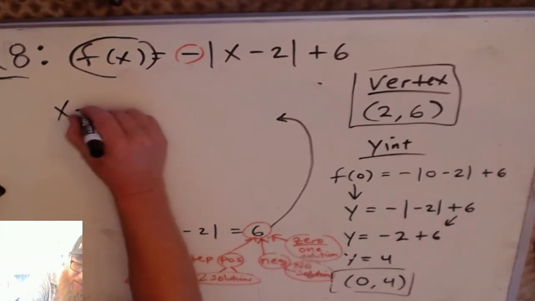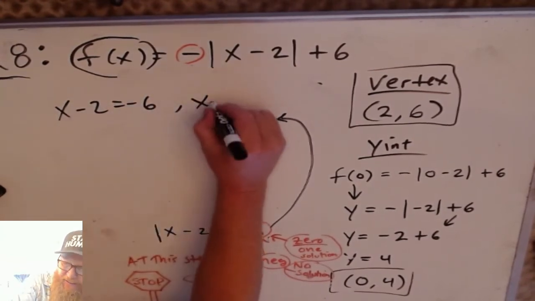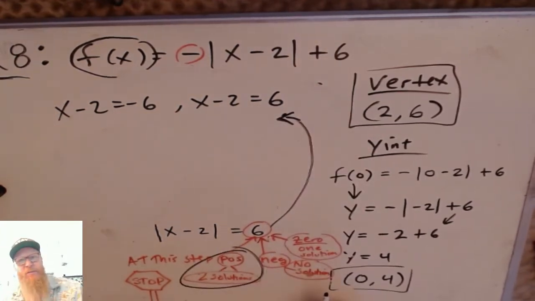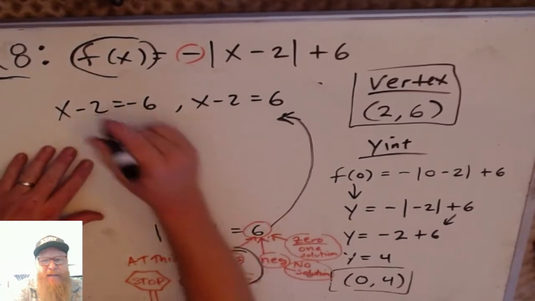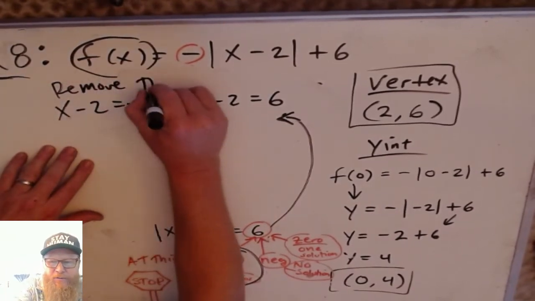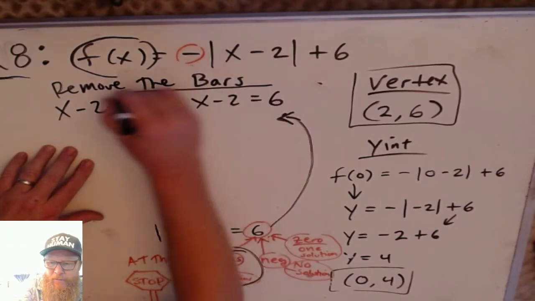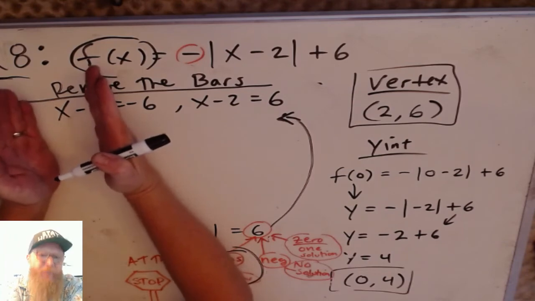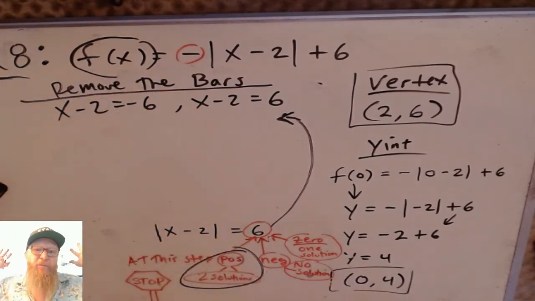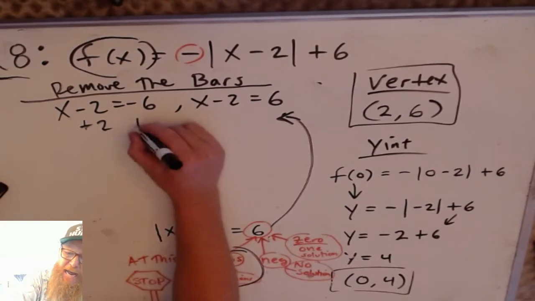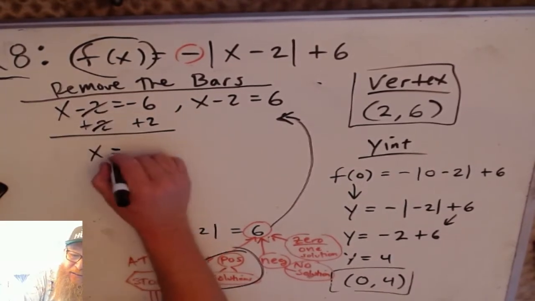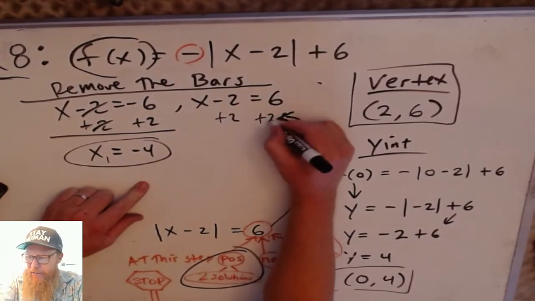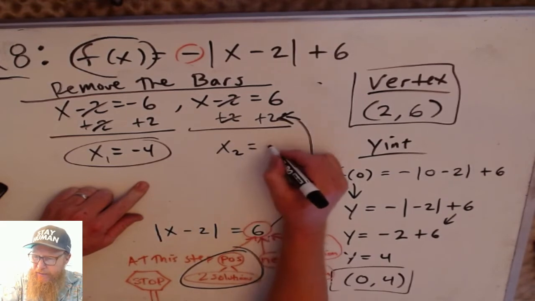So one of them is equal to -6. The other one is equal to +6. Those are the 2 solutions. Notice that I remove the absolute value bars. If you still have the absolute value bars on right here, you're going to get the wrong answer. You got to remove those bars. Now you're going to add 2 to both sides. So this is your x1, and then you're going to add 2 to this side, and that's your x2.